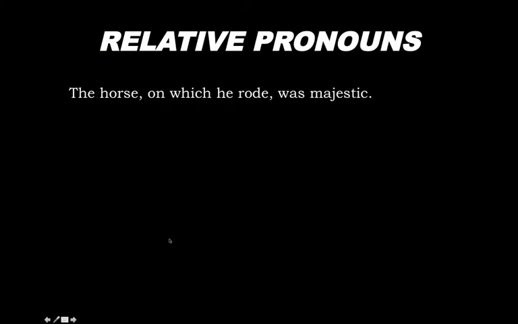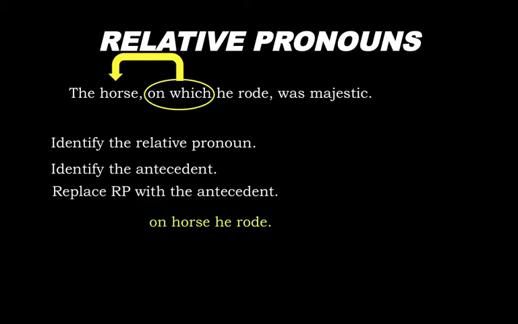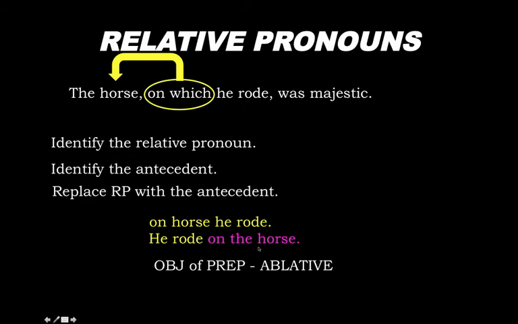And finally, the horse on which he rode was majestic. Relative pronoun is on which, antecedent, horse. Replace it, on horse he rode, so he rode on the horse. We know that on normally takes the ablative after it because of the object of the preposition. So on which up here would be represented by the ablative case.